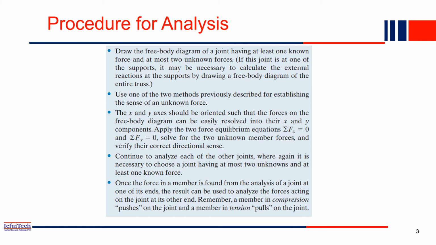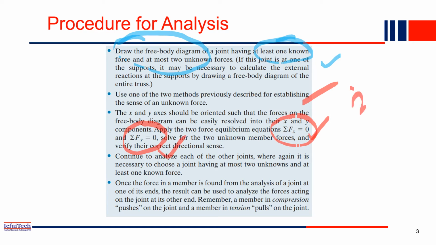First is to draw a free body diagram. This is very important. You have to draw the free body diagram first, with at least one force that is known. Next, use one of the two methods previously described to find the unknown force. That is, first we'll do the method of joints. Then we apply the equilibrium equations, summation of x and summation of y in that joint equal to 0, and calculate using these two equations. So the maximum we can solve is two unknowns, because we have two equilibrium equations. So two unknowns we can solve in each joint, and like that it will continue.